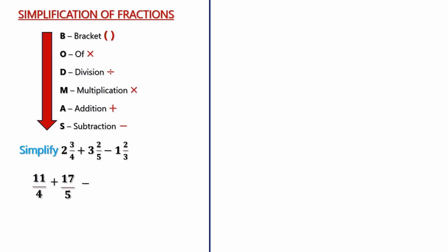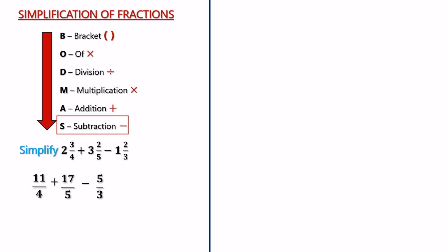You also bring down the subtraction sign and finally convert the third mixed fraction to an improper fraction by multiplying 1 by 3, which gives us 3, and adding 2, which gives us 5. So the third mixed fraction becomes 5 over 3. Recall that from BODMAS, addition must be carried out before subtraction. So we will carry out the addition operation first.